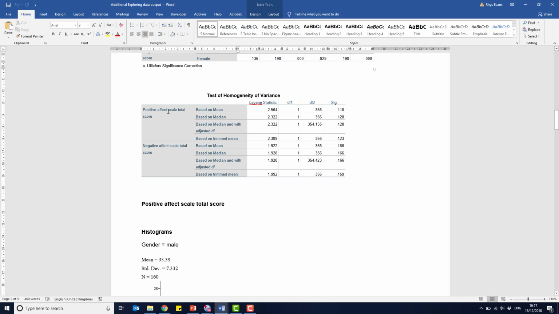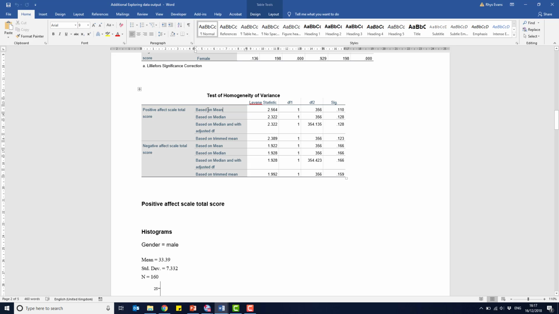So perhaps the scores for the males are really tightly clustered together, but the scores for the females are all very widely dispersed. That would be called heterogeneity of variance, so a difference in variance for the two groups. We want to see if we have homogeneity of variance, which means it's similar. Homogeneity means similar. And we're going to look at the mean, because that's the sort of thing that we've been focusing on so far.